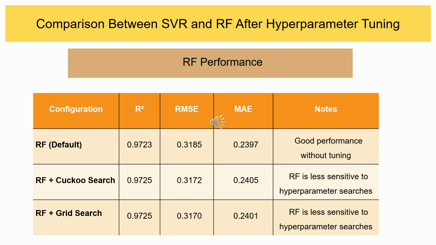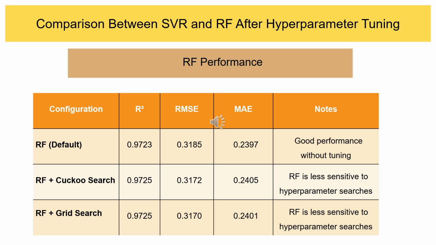0.9723, RMSE is 0.3185, MAE is 0.2397. We can say it's good performance without tuning. But with tuning, if we apply Cuckoo search tuning with RF, we can see the R square is 0.9725. It's better, but it's not too much enhanced.